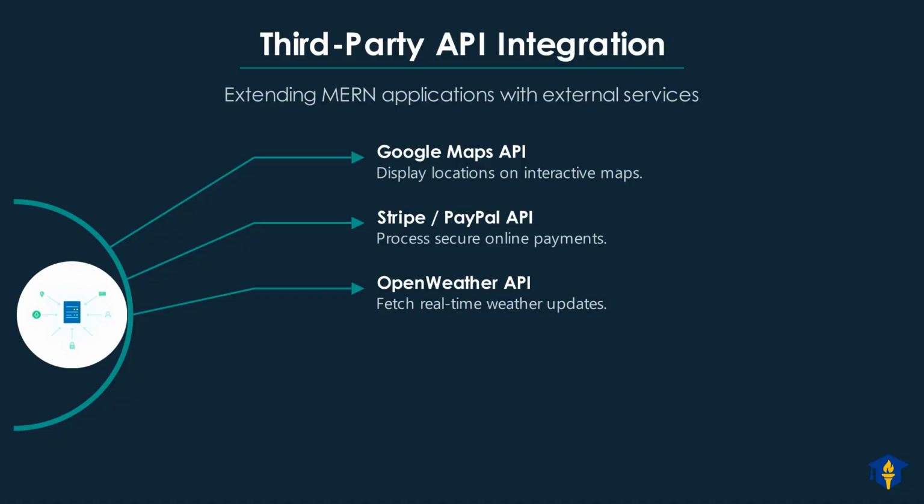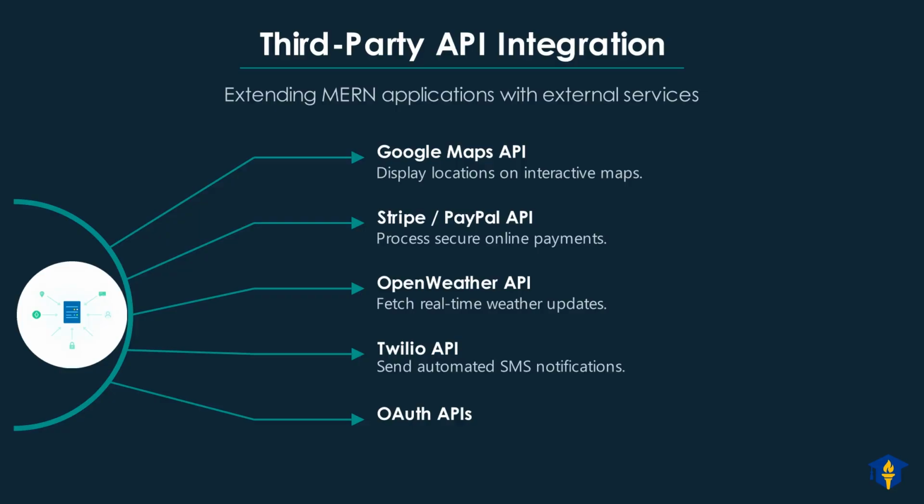This API allows you to fetch real-time weather updates, providing current and forecast weather data to users. Furthermore, the Twilio API provides robust capabilities for sending automated SMS notifications to users. You can use this API to send automated SMS notifications, improving communication and user engagement.